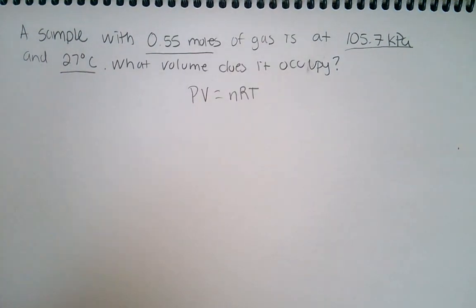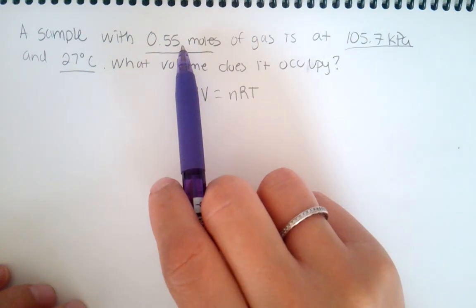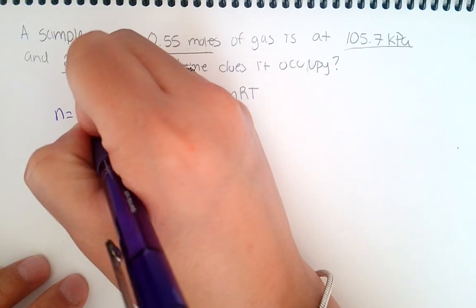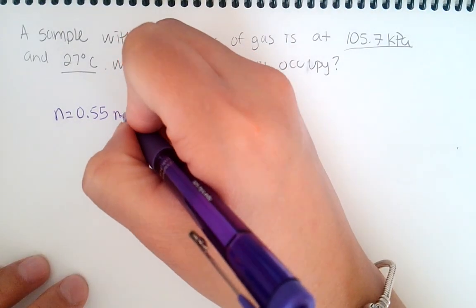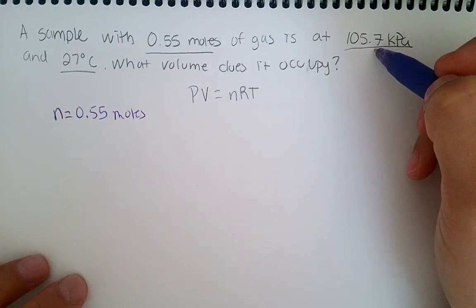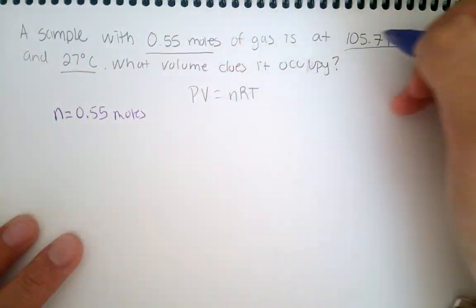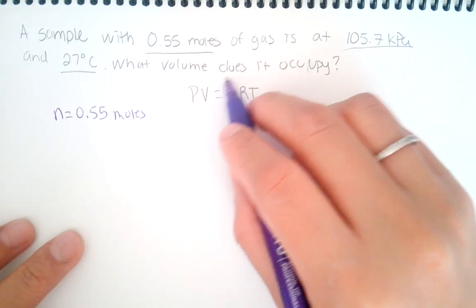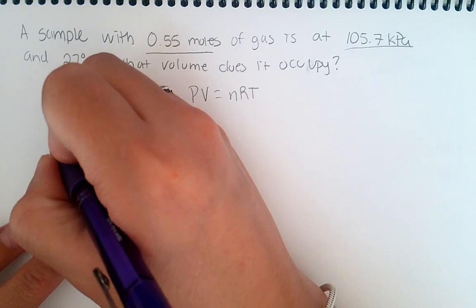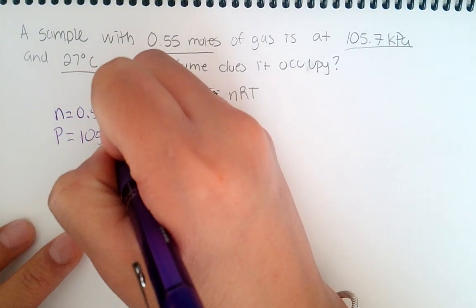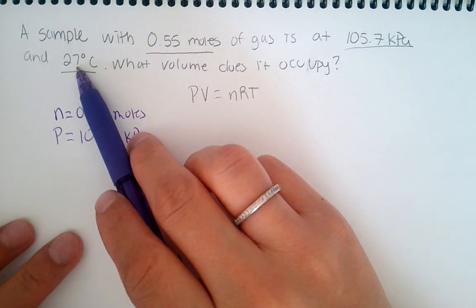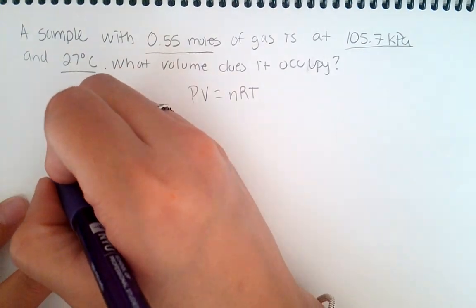All right. So now let's make our list to make sure what we're working with. So let's start with 0.55 moles. Obviously, moles is always our n. So n is equal to 0.55 moles. All right, 105.7 kilopascals. That is our pressure. Kilopascals is for pressure. Right now, you've seen a lot of atm, but kilopascals is also a pressure unit. So we have pressure is equal to 105.7 kPa. All right. Now we have 27 degrees Celsius. If you remember, that is our temperature unit.